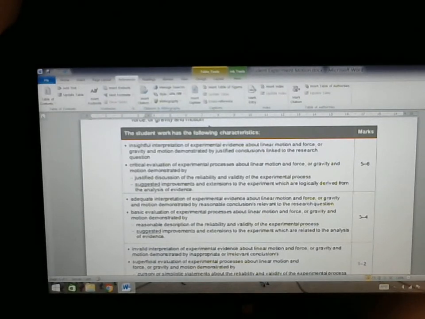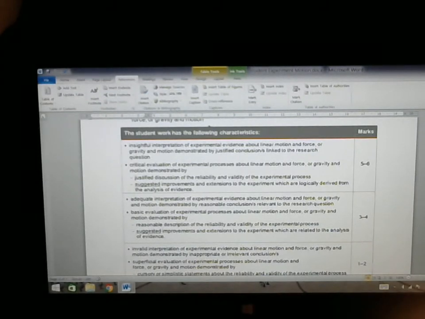That just means either fix something or make it go further, which are logically derived from the analysis of evidence. Logically derived is a really important one there. Your suggestion has to come from what can be seen or inferred in your results. If you infer it, you need to explain the inference.